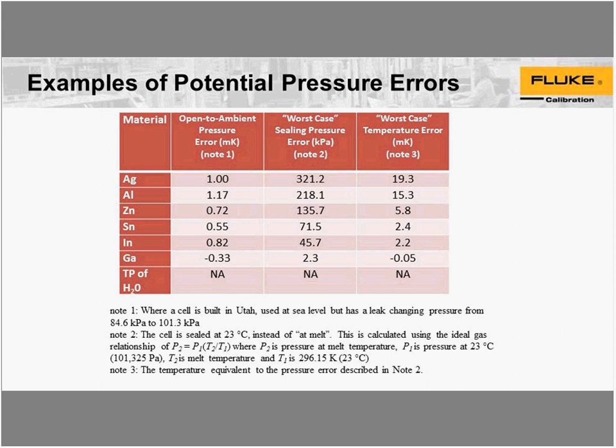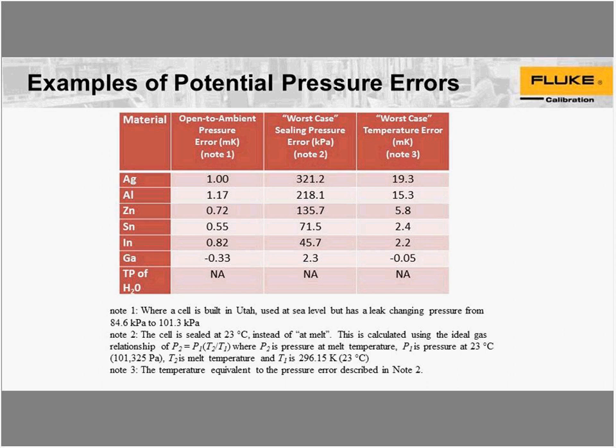I don't know if that's necessarily the worst case, but let's say that while the cell is being manufactured, somehow the pressure was set incorrectly. Well, back up and explain how cells are sealed. When the cell is manufactured and sealed, the sealing takes place while the cell is either near plateau temperature or on the plateau. So the pressure is established at the temperature where the cell is being used, at the melt temperature. But if something goes wrong and the cell is accidentally sealed at room temperature, imagine, after looking at the gas law, the pressure will go up significantly as the cell is heated up to its melt point.